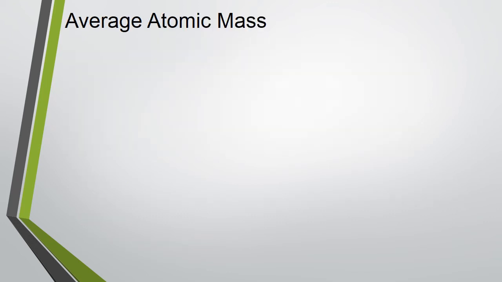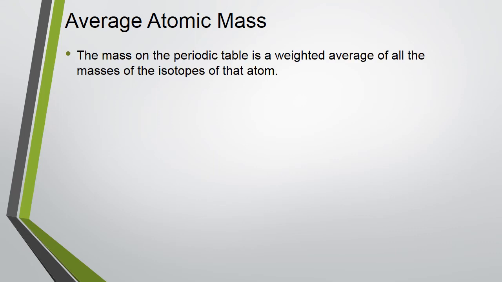All right, there. So we have mass numbers. Now, average atomic mass, the number that's on our periodic table, is not the same as our mass number. The average atomic mass is going to be a weighted average of all the masses of our isotopes of that atom. So let's look at how this is calculated.